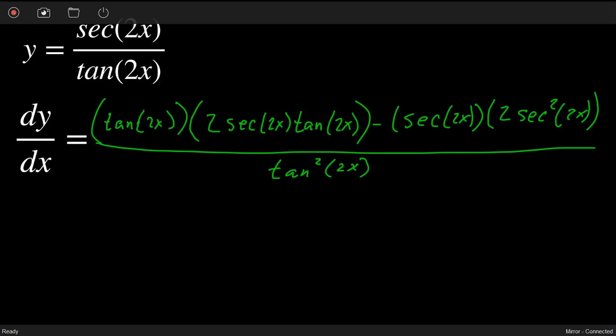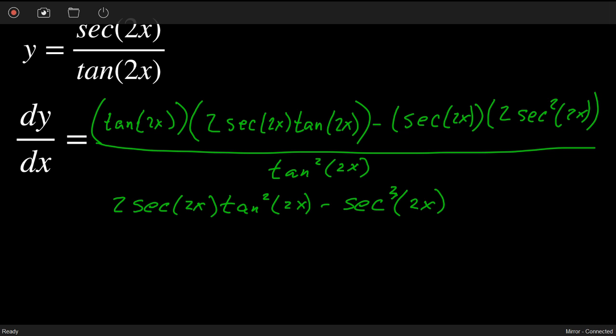All right, so just to clean this up a bit, this would give you 2 secant 2x. We have a tangent 2x times a tangent 2x, so that would give us tangent squared 2x minus, and then we would have secant cubed 2x, and this is all over tangent squared 2x.